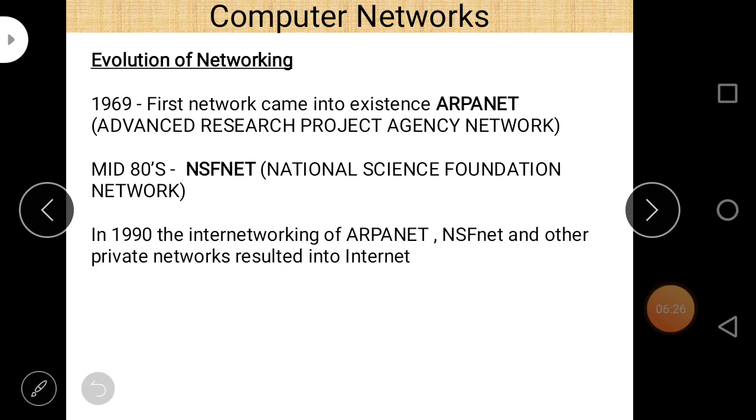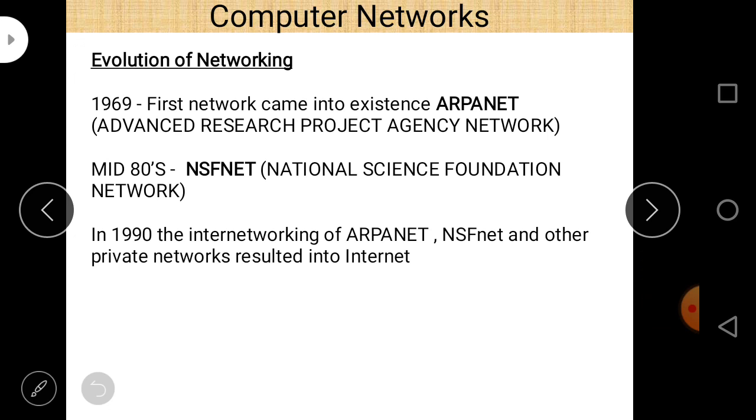Next is the evolution of networking. In 1969 the first network came into existence, that is called ARPANET. ARPANET is also called Advanced Research Project Agency Network. This is a very important point, and may be asked in your examination: what is the full form of ARPANET? ARPANET, Advanced Research Project Agency Network.